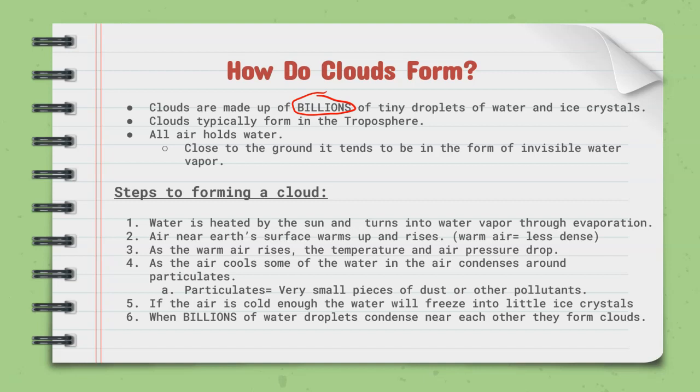This will allow for condensation to occur. And that leads us into step 4. As the air cools, some of the water in the air condenses around particulates. The definition of particulates is very small pieces of dust and other pollutants that can be found in the atmosphere. Step 5, if the air is cold enough, the water will freeze into tiny little ice crystals. And when this happens to billions of water droplets and they condense near each other, that is when we see a cloud in the atmosphere.